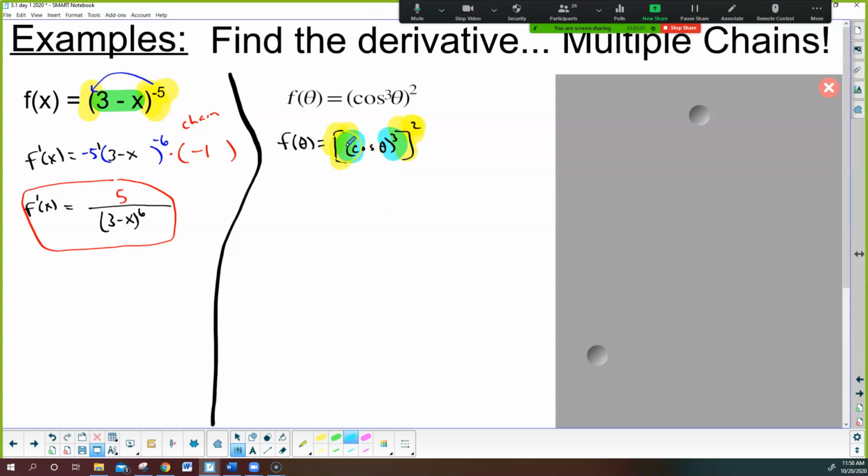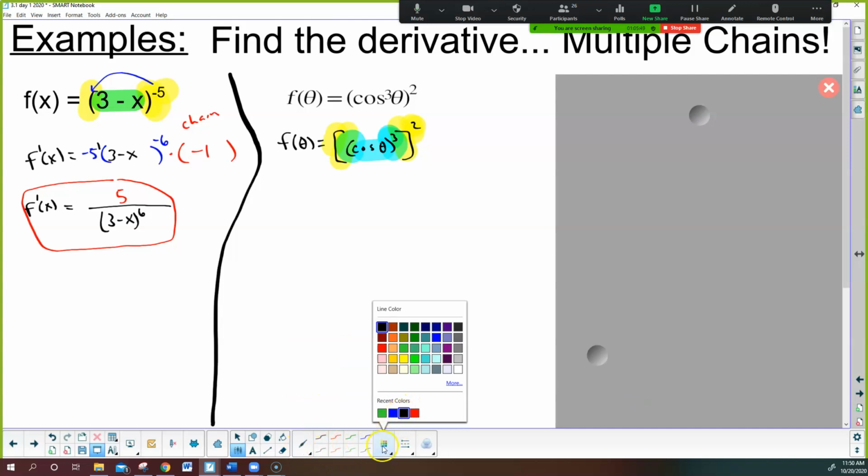Let's use the green. So let's look at the green. The green is just the third power. And then my innermost layer is cosine. So I've got 3 different layers here, which is a double chain rule. All right, so how would we do this?